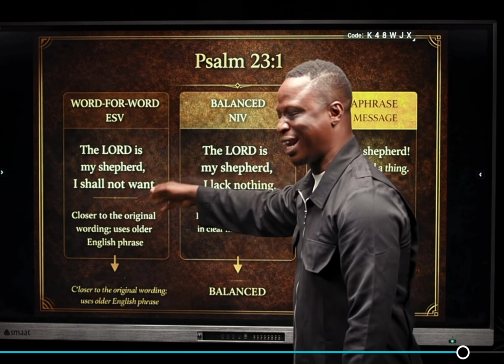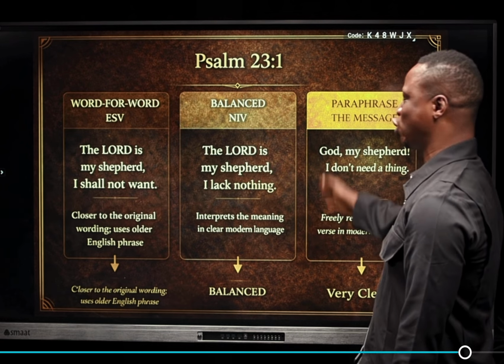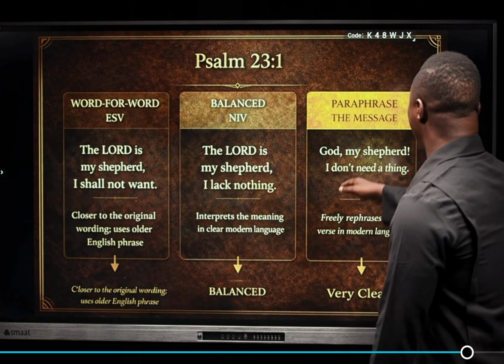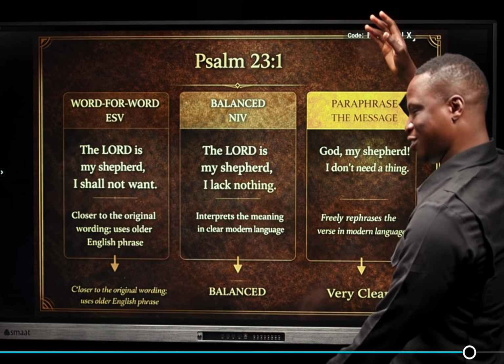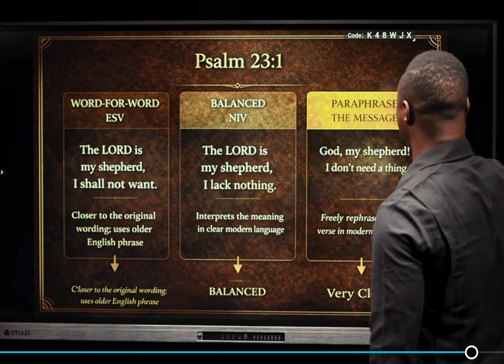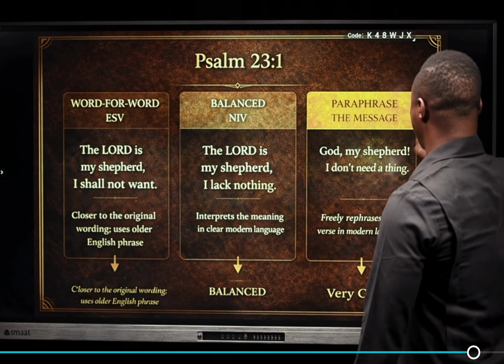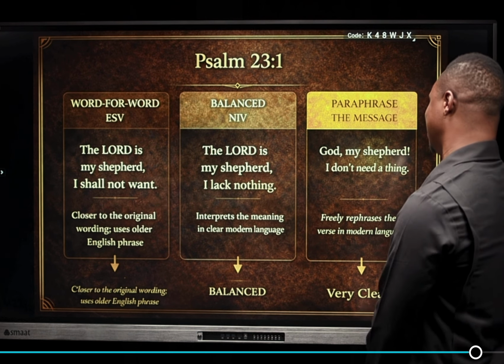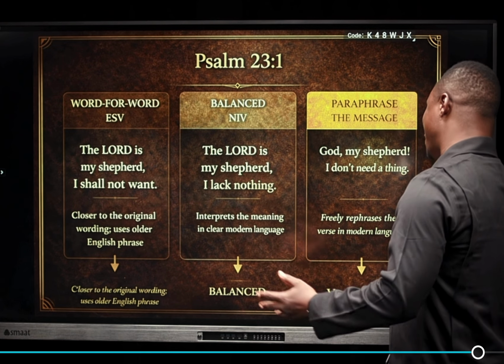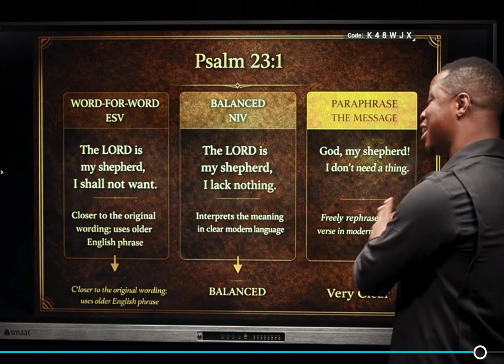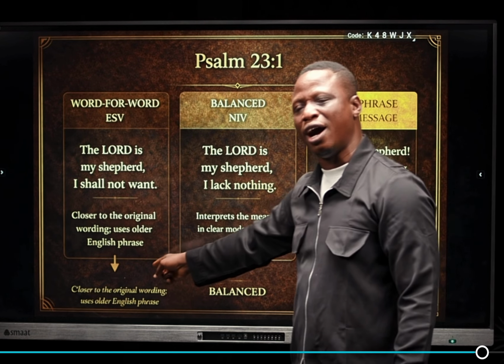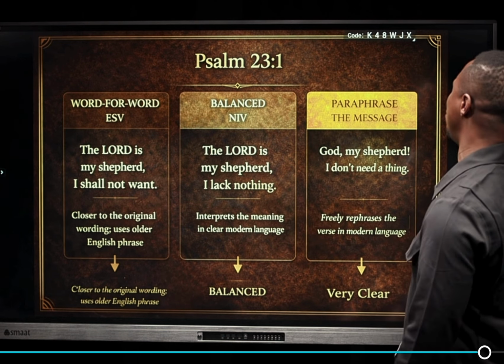The Lord is my shepherd, I shall not want. The Lord is my shepherd, I lack nothing. God, my shepherd, I do not need anything. A free paraphrase in very modern language. It's clear, but it is very far from the original language. So what should you do?